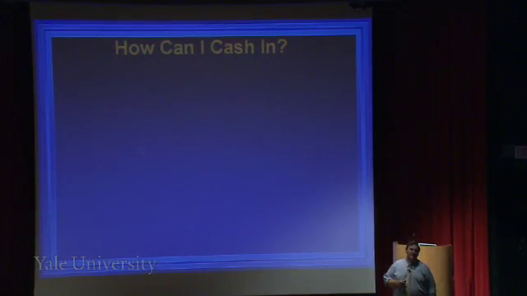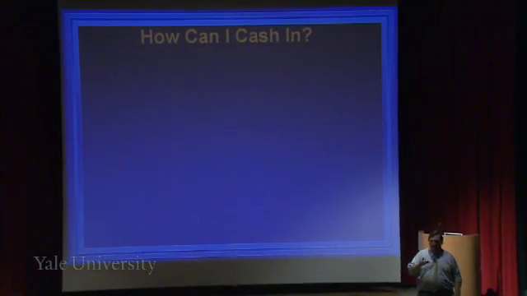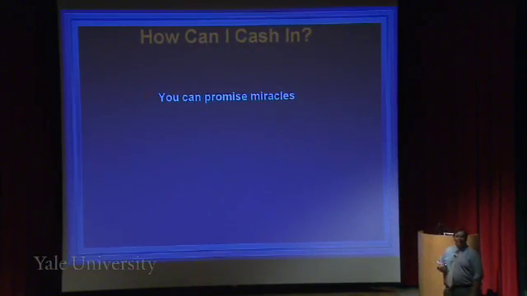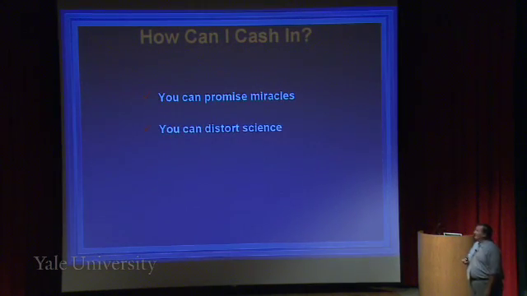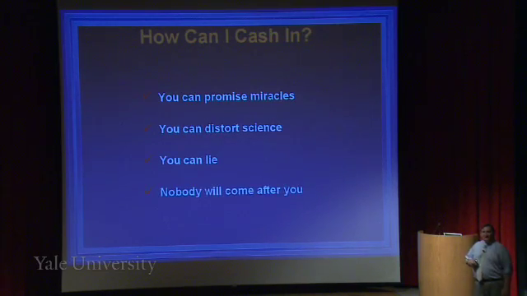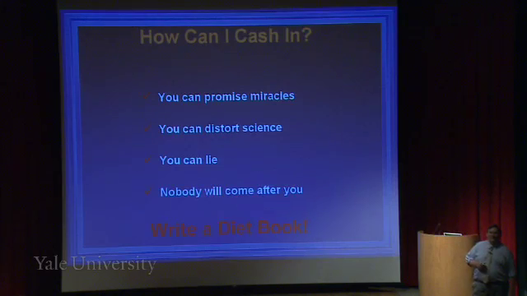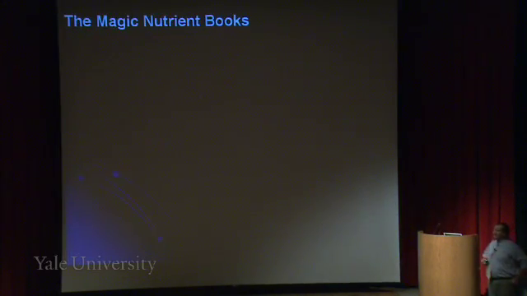Okay, so I'd like to end with a little show of diet books and diet plans. Let's just say you want to cash in on people's nutrition interest. Well, what can you do? Well, you can promise miracles. There's very little control over these sort of things. You can distort the science. You can lie about what you do. And nobody will come after you. It sounds like a pretty nice recipe for making a lot of money. You can write a diet book. And so there's very little control over who writes these diet books or what goes into them.